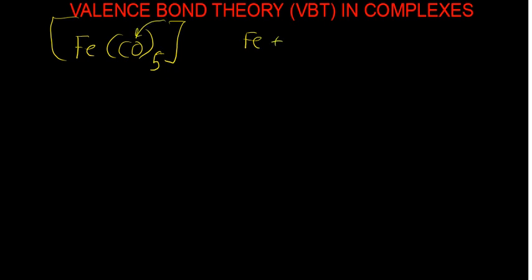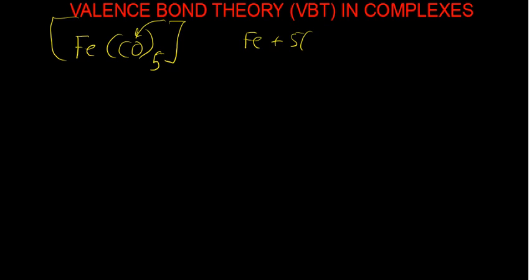Let's look at another compound, iron, reacting with this ligand CO. Alright, so now what will be the hybridization? The first thing we need to understand is the oxidation state for iron in this compound. So we've got iron plus. So this compound we can see here has a neutral charge.